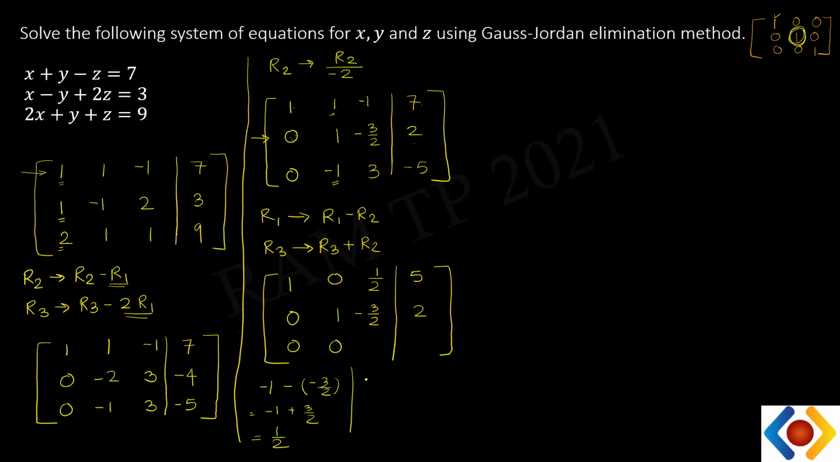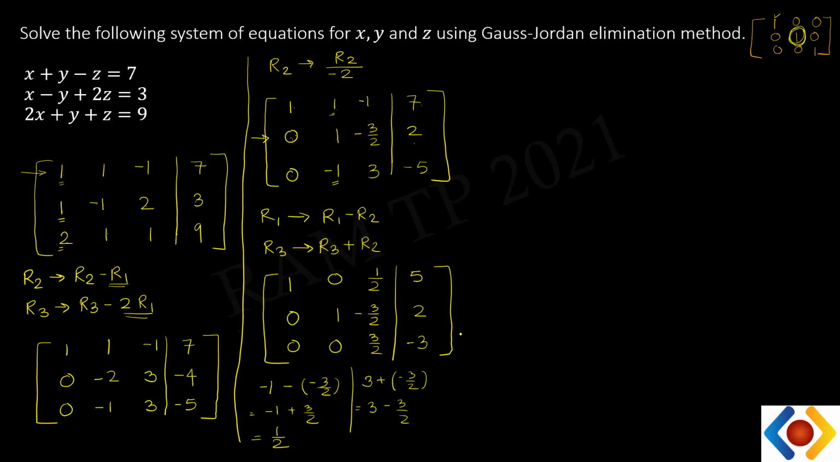Let's write down this: 3 plus minus 3 by 2. So that's nothing but 3 by 2. 6 minus 3, 3 by 2, right? Positive 3 by 2. Yes. Okay. What happens to this? Minus 5 plus 2, minus 3. So this becomes minus 3. We are done with the second column as well.